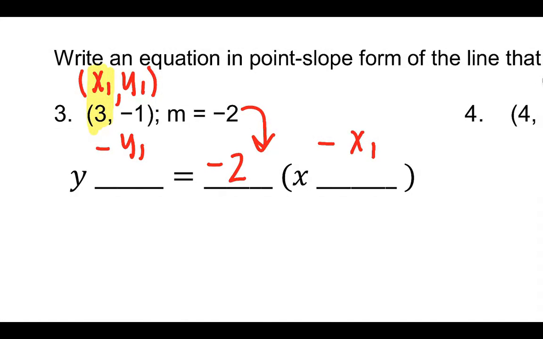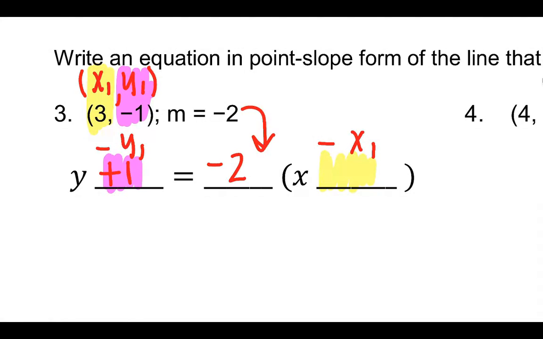So x1 is 3 and y1 is -1. When we go to plug in though, I've got y1 as a -1, minus a negative is really a positive. It's kind of ugly to say minus a negative. So we're going to change that to +1.